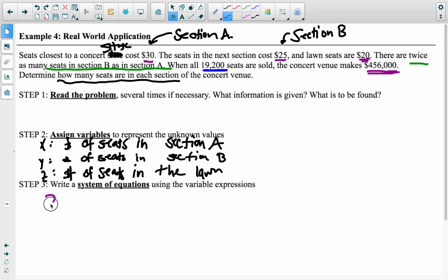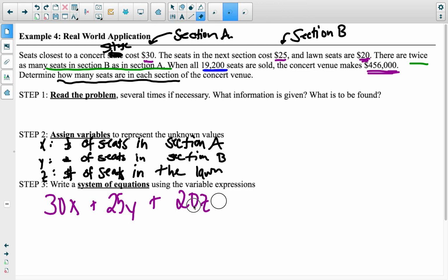All right, so if I buy a seat in section A, it's going to be $30. $30 times the number of seats I sell in section A will give me that price. So 30x plus 25y, same thing for the other sections, plus 20z. When all those are sold, it's going to be equal to, actually, you know what I'm going to do? I'm going to label these a little bit differently so that I'm following the work that I already have written down. I apologize for that.